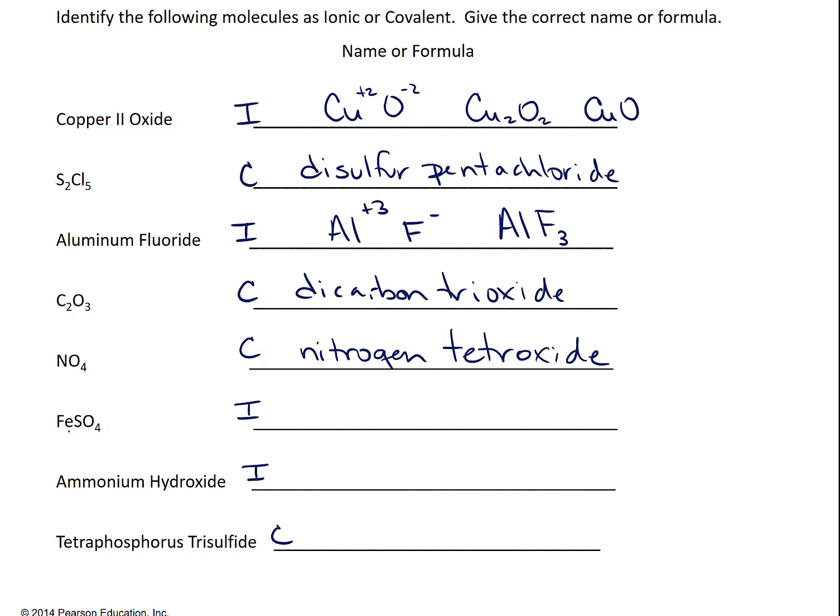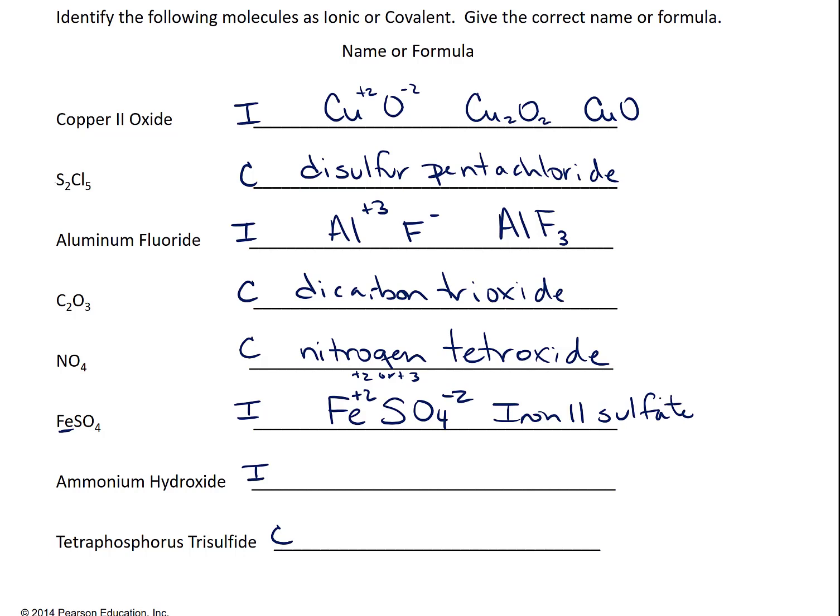FeSO4, so with this one, remember that with iron, if you look on the periodic table, it's a transition metal. Remember, it can be +2 or +3, so you've got to figure out which one it is. The best plan, look at the nonmetal. This is the polyatomic. The sulfate is a -2. So since it's a 1-to-1 ratio, that tells me that it has to have a +2. And so that means that this is iron 2 sulfate.